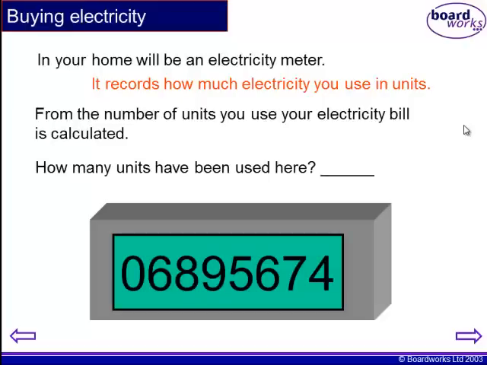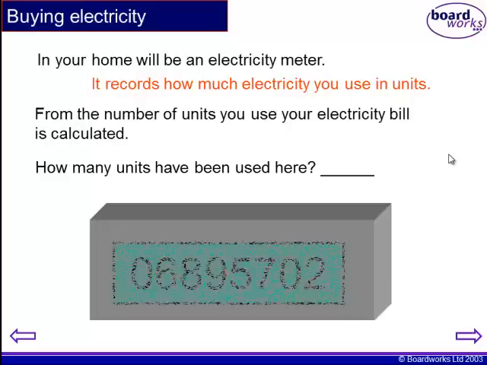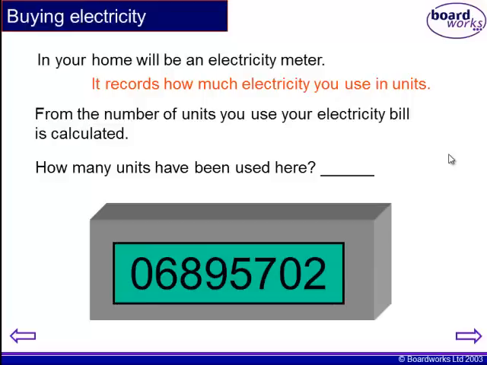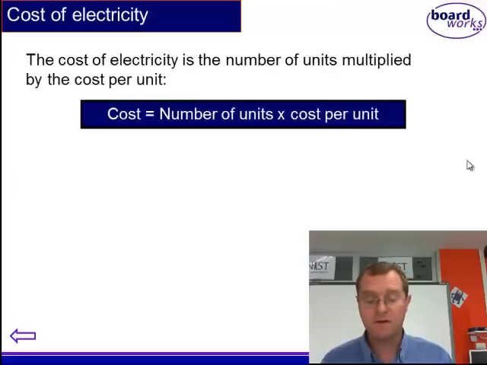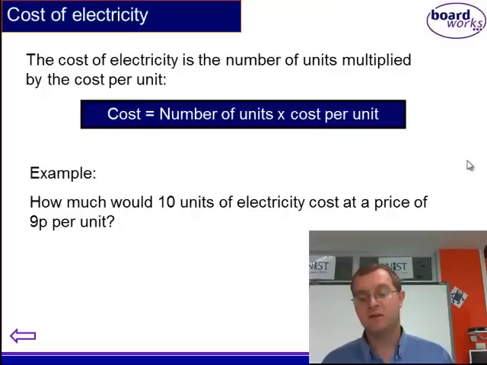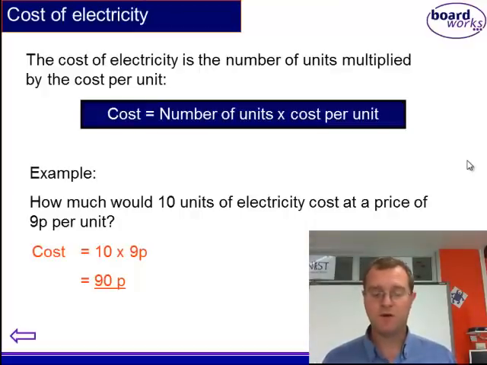So look at here. If we look at the meter, it's initially at this number here. Jot that down, remember that. And then a little while later, it's changed to this number. So we have to calculate the change in units to work out how many units have been used. In this case, the answer should be 26. So for each unit you have consumed, you have to pay a certain amount of money. So the cost of electricity is just the number of units multiplied by the cost per unit, which is easy enough. And that means that if you used up 10 units at a price of 9 pence per unit, that would be 90 pence worth of cost.